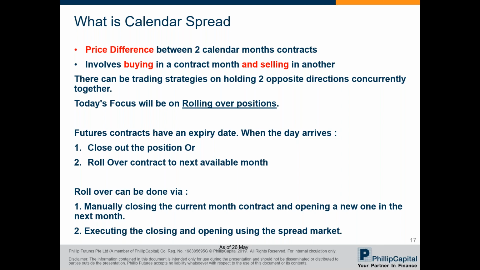Alternatively, we have the spread market, which executes both sides of the trades for the two months for you at the same time. Both methods, whichever you choose, can be done on the Nova trading platform, which I'll show you later.